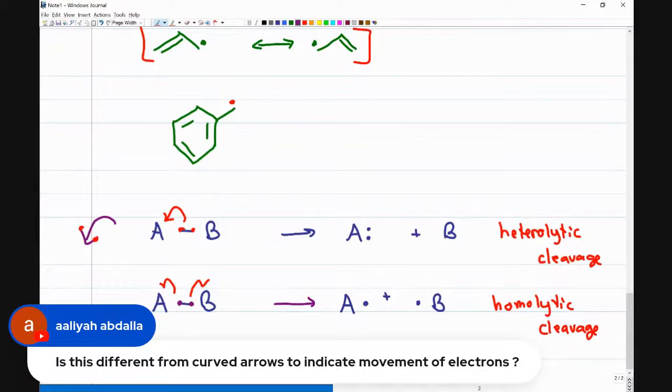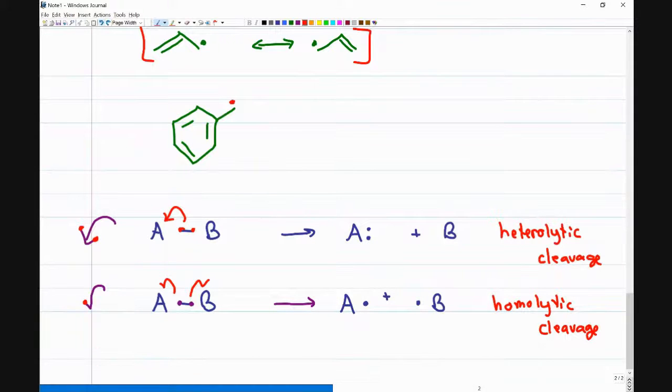So the arrow tip, I imagine that the 1 tip, that fish hook, is representing 1 electron. But if I have the double, then that's representing 2 electrons. Alia, that was a very good question. I hope that makes sense.